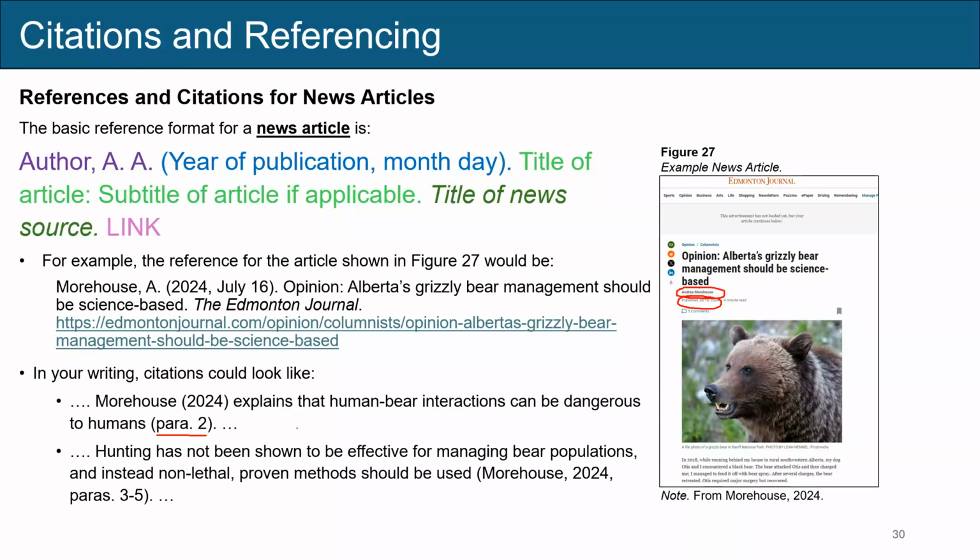Hunting has not been shown to be effective for managing bear populations, and instead non-lethal proven methods should be used. So here I have a parenthetical citation, Morehouse, comma, the year of publication. Again, I'm not putting specific days or months in, it's just the year. And then this information came from paragraphs 3 to 5. So again, you do need to count down those paragraphs. If you're using any sort of website as a source, you still have to do that. The location has to be included unless you're summarizing the entire thing.